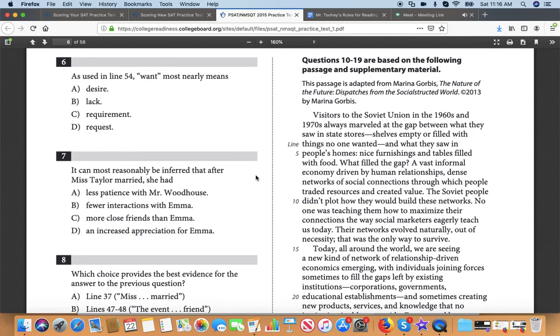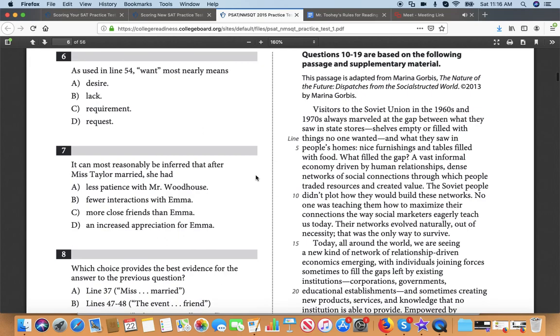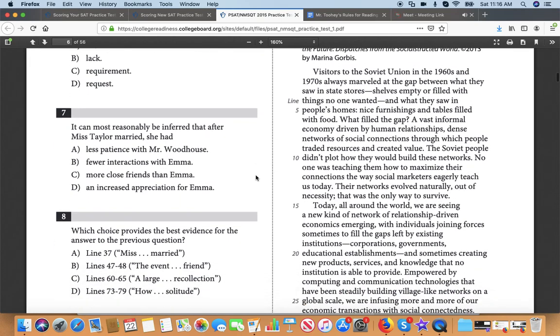Any questions? No. You see why I got to plug them in? That make sense? Yeah. Yes. It's not just synonyms here. It's as used in this line, in this context. Question number 7. Go ahead and read it, please. Okay. It can most reasonably be inferred that after Miss Taylor married, she had... Okay. What does it mean to infer? To, like, assume. Yeah, kind of to assume. Okay. And we can make some assumptions based on the evidence. We can.